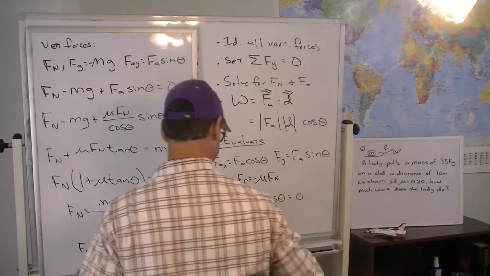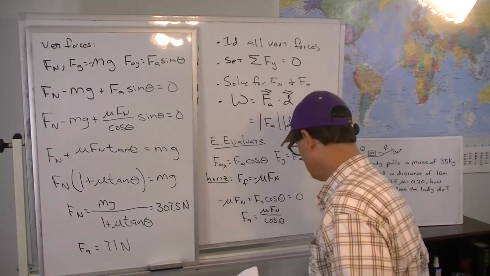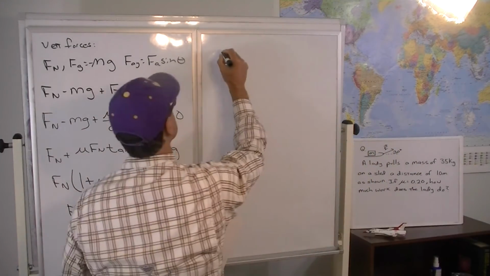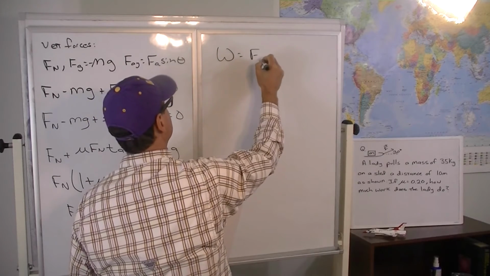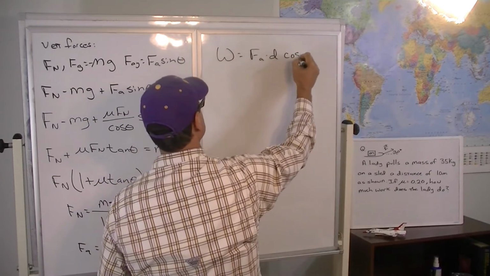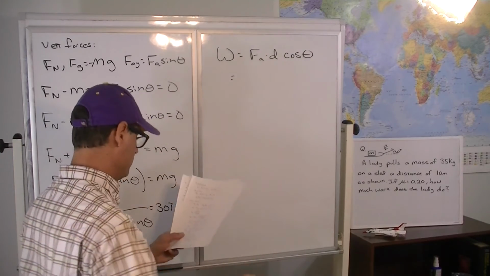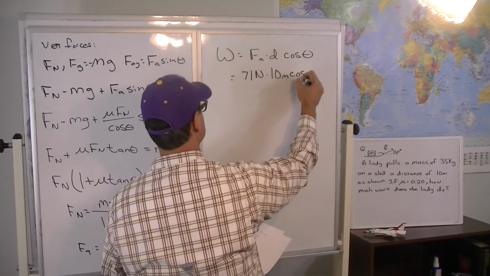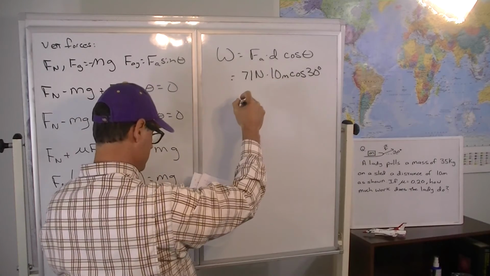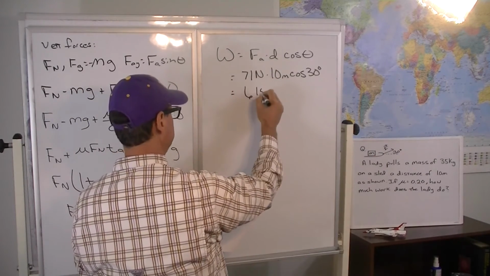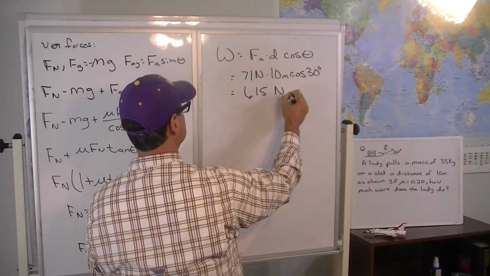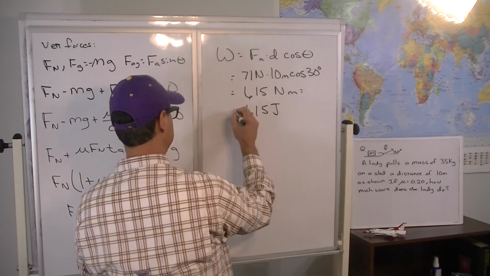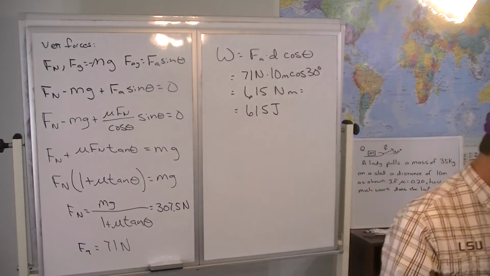All right. So now we have everything we need to compute the work. The work is the applied force times the distance times the cosine of the angle. So that works out to be the 71 newtons times the 10 meters times the cosine of 30 degrees. And that works out to be 615 units of newtons times units of meters, or newton meters. And we also know that a newton meter is a joule. So the work done by the lady is 615 joules.